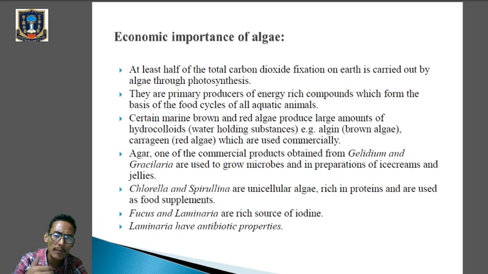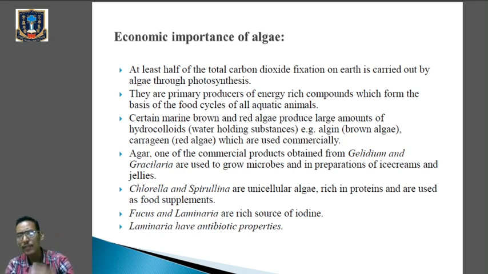Now what do you mean by primary producers? Producers means those plants which are able to prepare their own food. For example, autotrophs. Autotrophs are called producers because they are able to synthesize food with the help of photosynthesis. So algae are also primary producers, forming the energy rich compounds for the food cycles of all the aquatic animals. They prepare the food by photosynthesis.